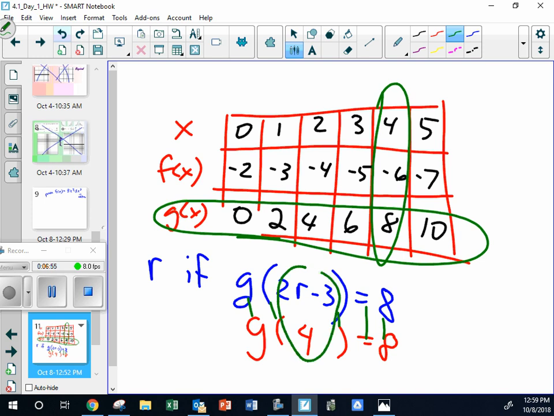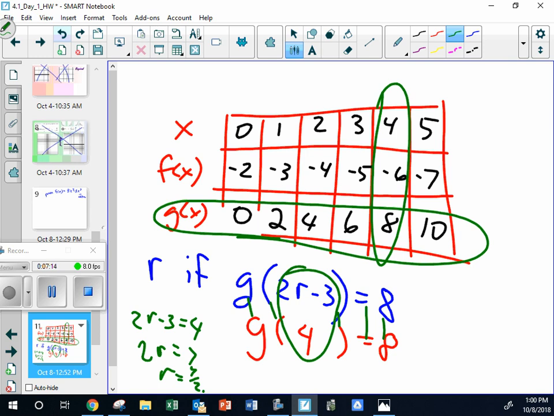So then this must be equal. 2R minus 3 equals 4. Did you catch that? 2R minus 3 equals 4. Then just solve. 2R equals 7. R equals 7 halves, also known as 3.5. Raise your hand if you had that one right.